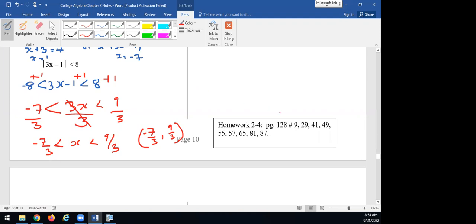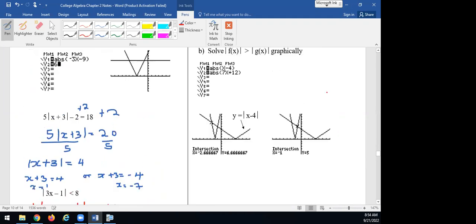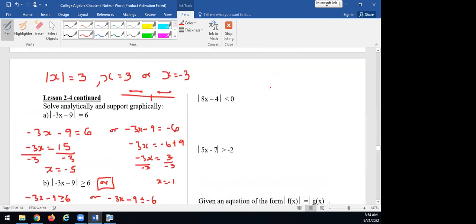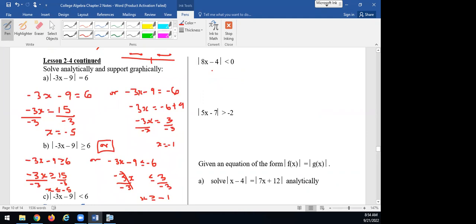Are we getting the gist of it so far? All right. All right, next problem. Let's look at this one right here, everybody. Absolute value of x minus 4 is less than 0. What do you all think about this problem?